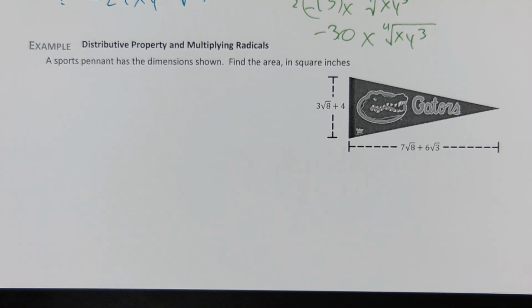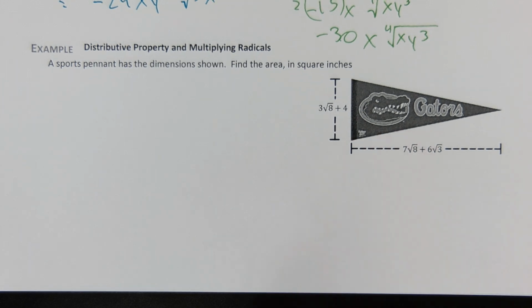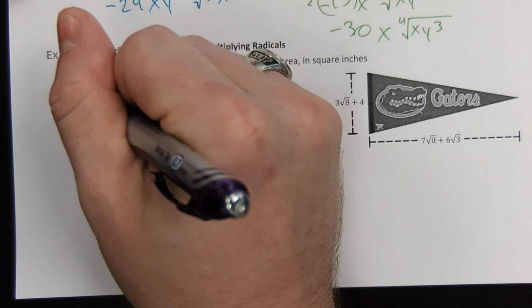Guess what? You could distribute radical numbers as well. We're going to find the area of this pennant, Go Gators. First, do you guys remember the area of a triangle formula? 1/2 base times height.